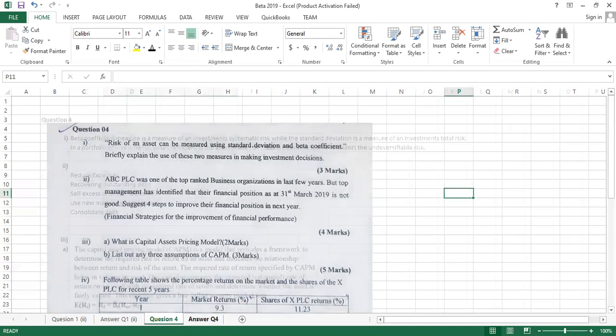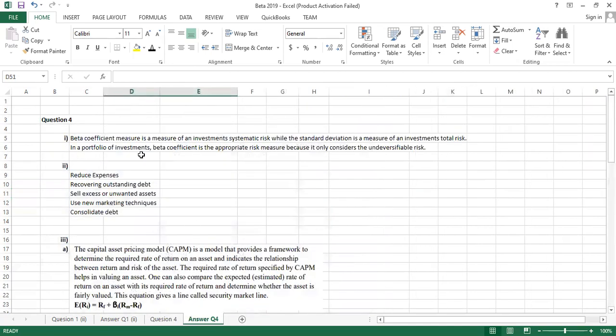Let's move to the answer. You want to write this way. The beta coefficient is a measure of an investment's systematic risk, while the standard deviation is a measure of an investment's total risk. In a portfolio of investments, the beta coefficient is the appropriate risk measure because it only considers the undiversifiable risk. This is the answer to question number 4, part 1.